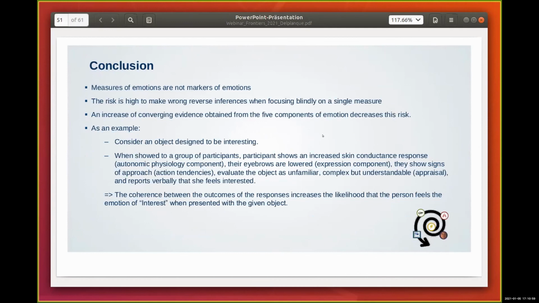A very last example, so I hope I will be even clearer. Consider an object that is supposed to be designed as interesting. If you show these objects to a group of participants, and participants show an increase in skin conductance response, and also their eyebrows are lowered in the expressive component, they also show signs of approach, and they evaluate the object as unfamiliar, complex, but understandable, and they also report verbally that they feel interested, then you see there is a coherence between the outcomes of the response, and it increases the likelihood that the person really feels the emotion of interest.